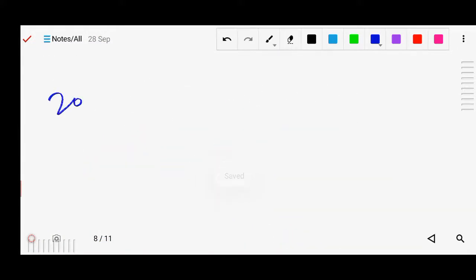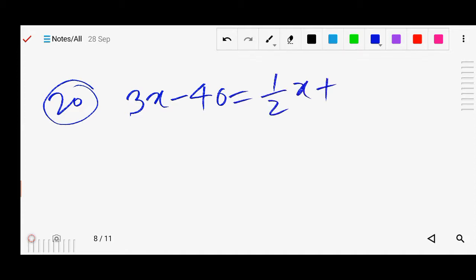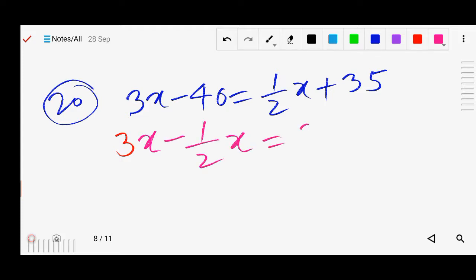So question number 20. It is 3x minus 40 equals half x plus 35. First of all, you can write 3x minus 40. Here you can shift the same type of variables or terms. So 3x, you can bring this minus half x to this side, and 35 and this 40 you can send to the other side.